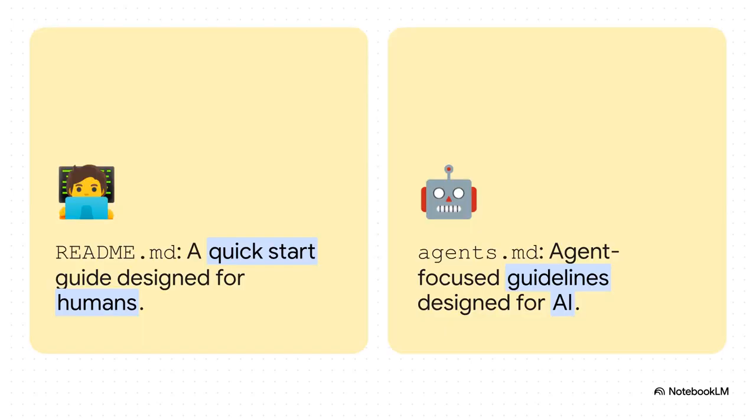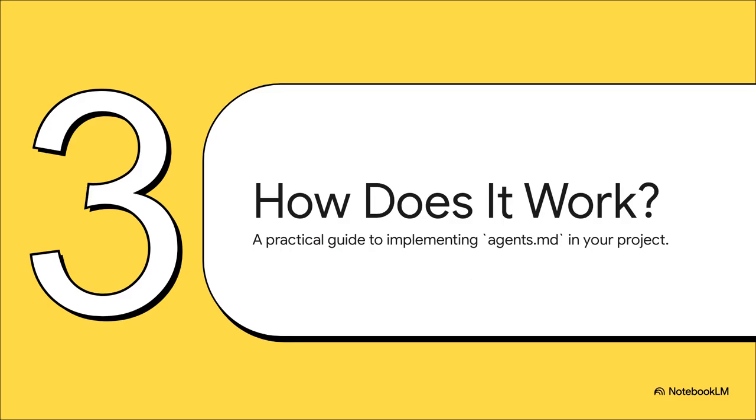Now, you might be thinking, hold on, don't we already have a README.md for this? And that's a great question, because the distinction here is absolutely crucial. A README file, that's for humans. It's your project's welcome mat, your quick start guide. An Agents.md file, on the other hand, is written specifically for the AI. It contains all the nitty-gritty technical details the agent needs to know to build, test, and style your code the right way.